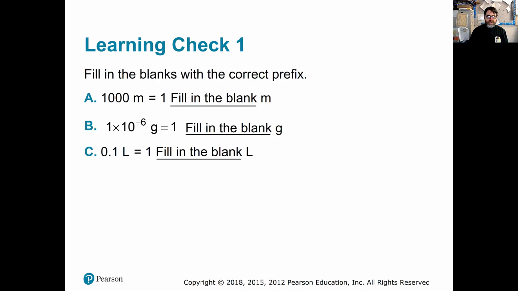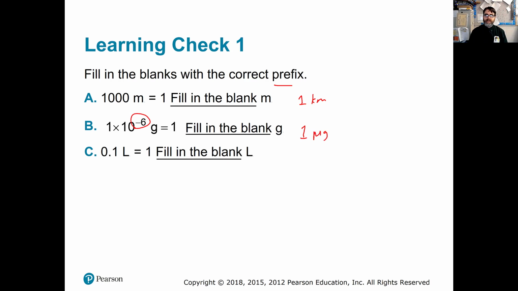Anyway, here they're wanting us to fill in the blank, and they've given us a gigantic blank, and so I'm actually going to write it over here to the side. They're wanting us to replace these with the correct prefix. So if we have 1,000, that's going to be 1 kilometer. If we have 10 to the negative 6th, that's going to be 2 of those jumps of 3, and so that's going to be 1 microgram.